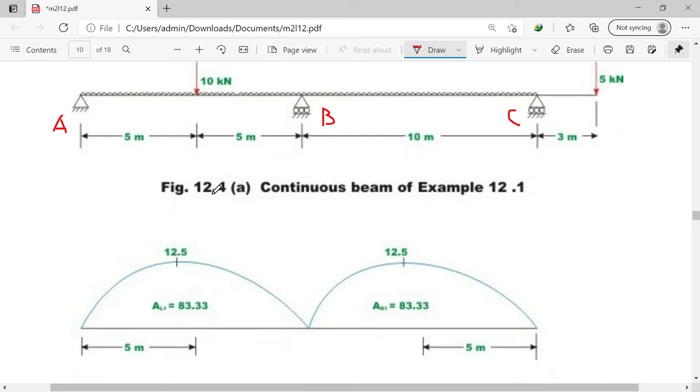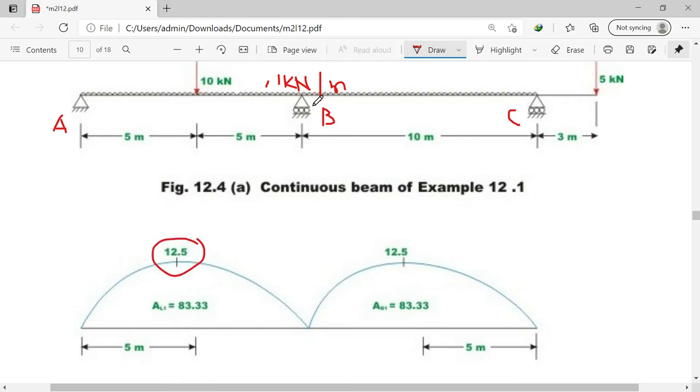First of all we have to calculate the areas because of the external loading. Considering span AB, first we consider the UDL of 1 kN per meter, which is given for spans AB and BC. The UDL acts on a span of 10 meters. What will be the formula for the bending moment? It will be WL square by 8, so 1 into 10 square divided by 8, the answer is 12.5.